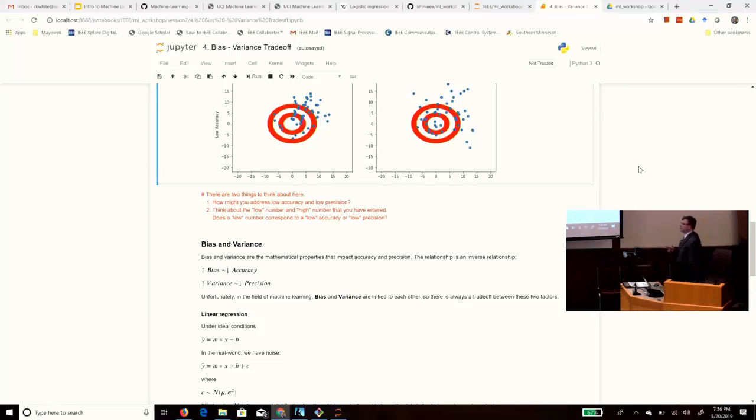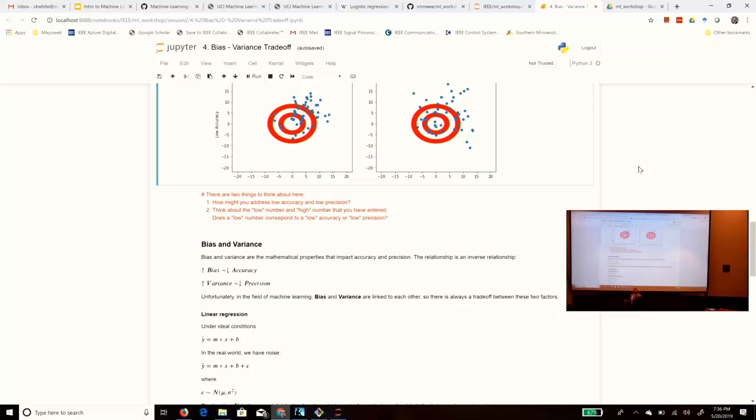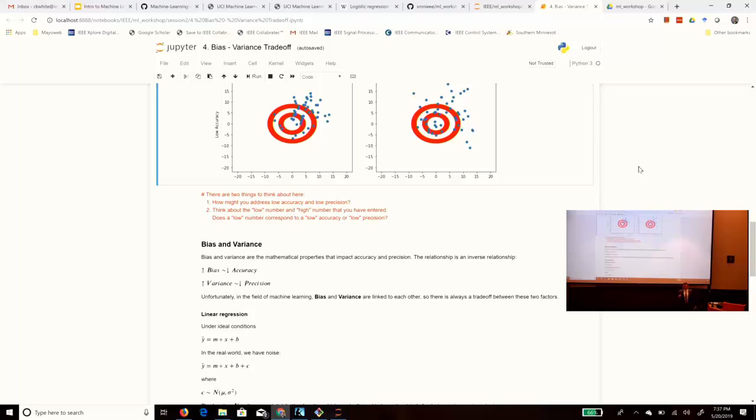So there are two questions as you're doing it. The second one, think about when I said low number and high number, what those mean. If you put in two fairly small numbers versus two very large numbers, what do you get? So think about that. How many people think a low number corresponds to a low accuracy or low precision? Does a small number mean poor or low accuracy? Try it out. Put in a couple of low numbers, take a look at your plot, put in a couple of high numbers.